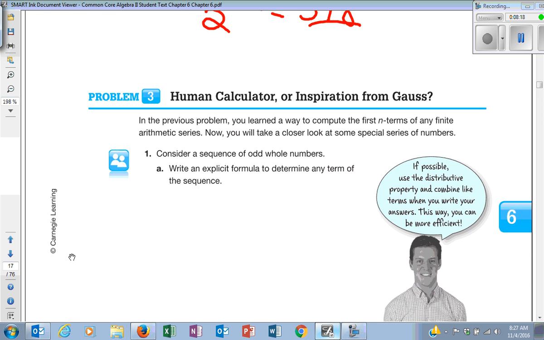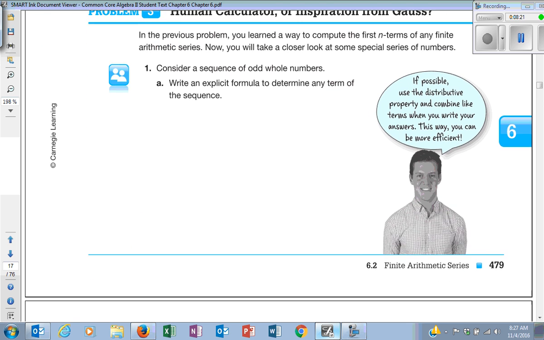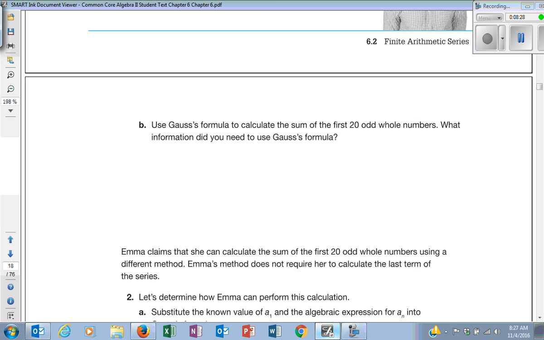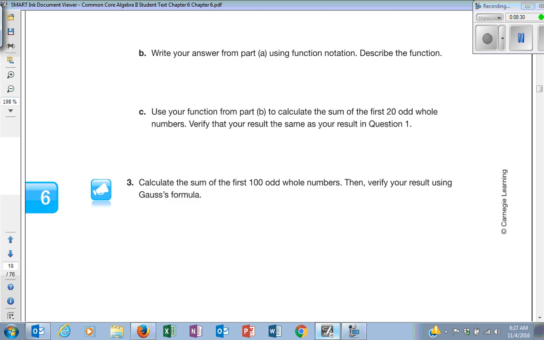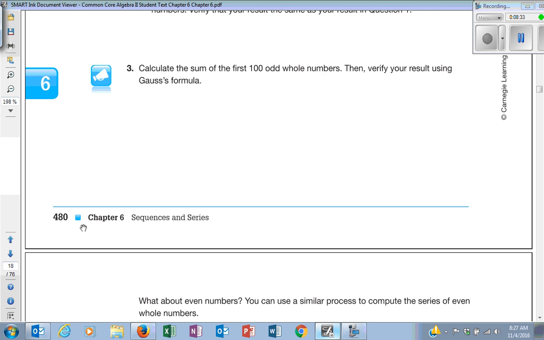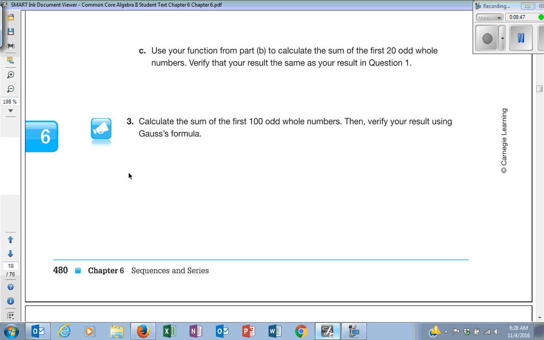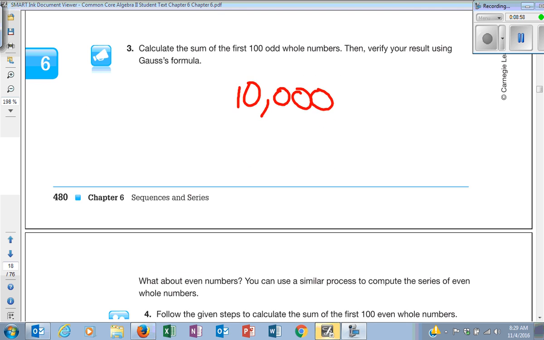Is that it? Is that for the homework? What else do we have to do? 3. Calculate the sum of the first odd whole numbers, then verify result using Gauss. What was that formula that we came up with then? Did we come up with a formula for it? Alright, so this one I told you the answer was 10,000. You're just supposed to make sure you can get to that. If you need help, let me know. I'll pause the video and go over it. Alright, moving on. 6-3.